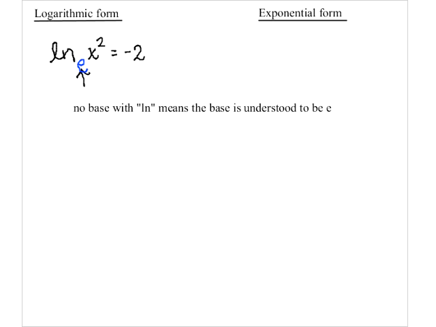So I'm going to put that in right here. E. So that means when I write it in exponential form, that is the base. The log always equals the exponent. So that's going to be e to the -2. And the only thing we haven't used at this point is the third thing. This is this x squared. So e to the -2 is going to equal x squared.